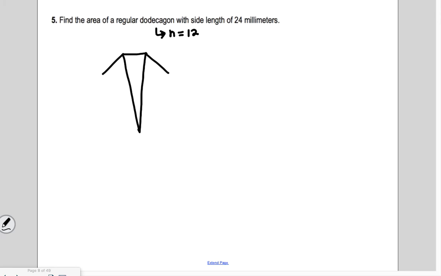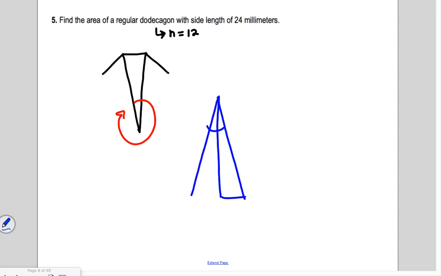All right, so I want to know how many degrees there are. I take my 360, I divide by 12, I get 30 degrees. So in one tiny little sliver, if the whole thing was 30 degrees, what's half of that? 15. So we're going to have 15 degrees here. And the side length was 24 millimeters. Well, that means that this part's 12, right? Because we're kind of breaking it into its two pieces. You see what I'm talking about? So we want the apothem, the A.